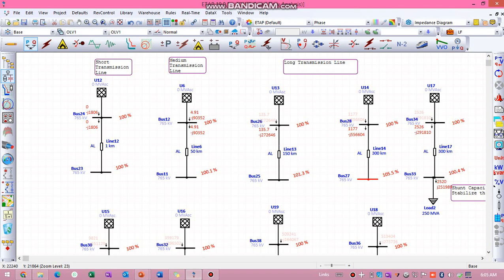In ETAP we have two different types of loads: one is called a static load and another is called a lumped load. I have used a static load with a power factor of less than 1%, so it can act as a shunt reactor, which consumes reactive power. As this consumption happens, the voltage has been reduced from 105.5% to 100.4%. This is one of the methods by which we can control the bus voltage.